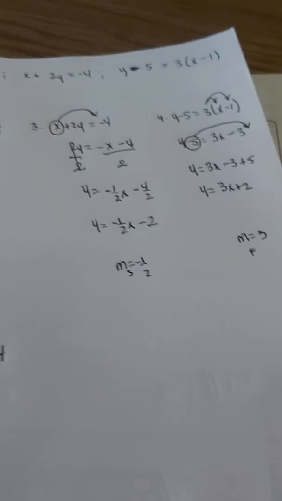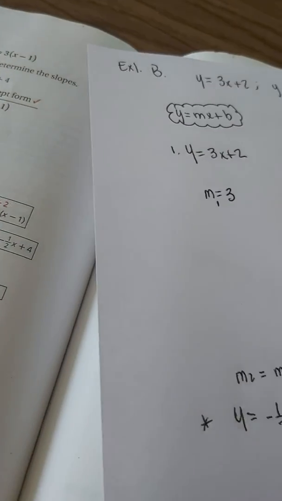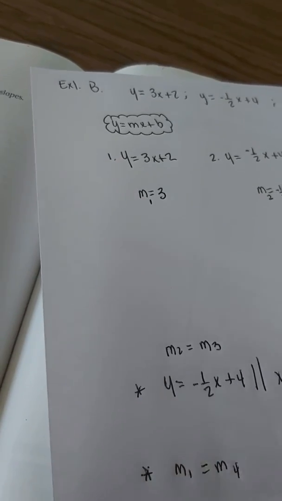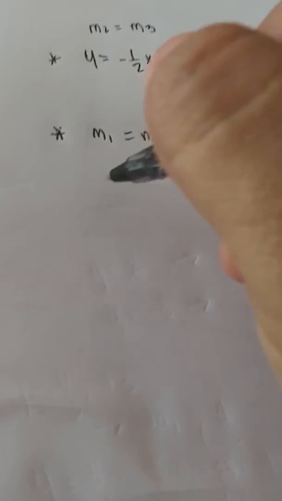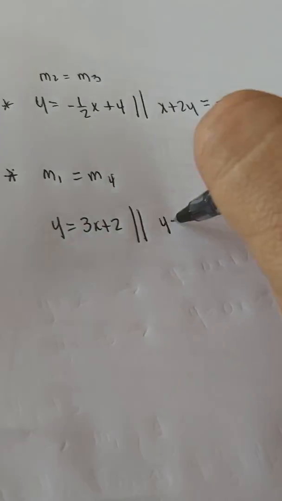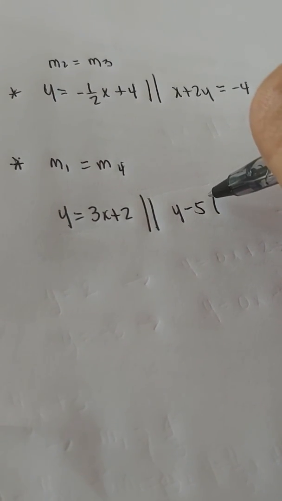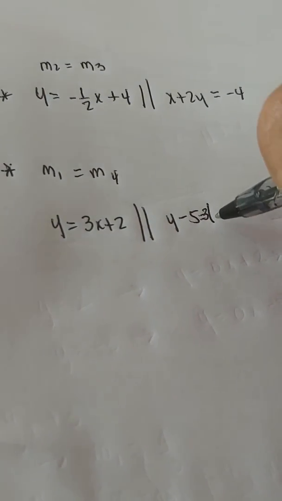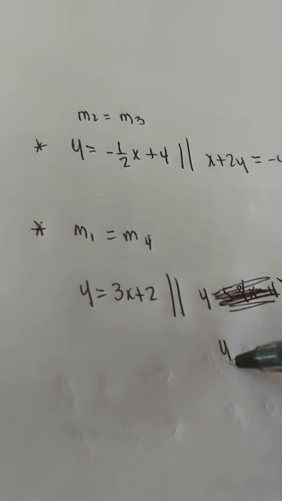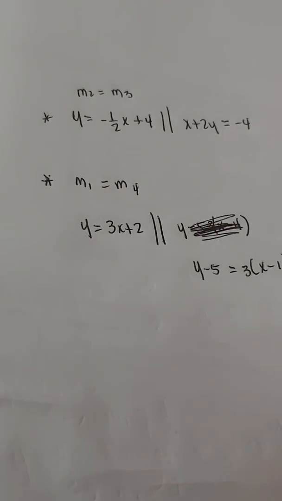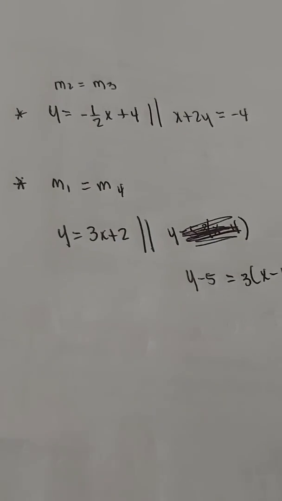Now notice that slope 1 is equal to slope 4. Slope 1 equals 3, slope 4 equals 3. So we can state that m1 equals m4. So y equals 3x plus 2 is parallel to y minus 5 equals 3 times x minus 1. Sorry guys, y minus 5 equals 3 times x minus 1. And that's how we do example 1.